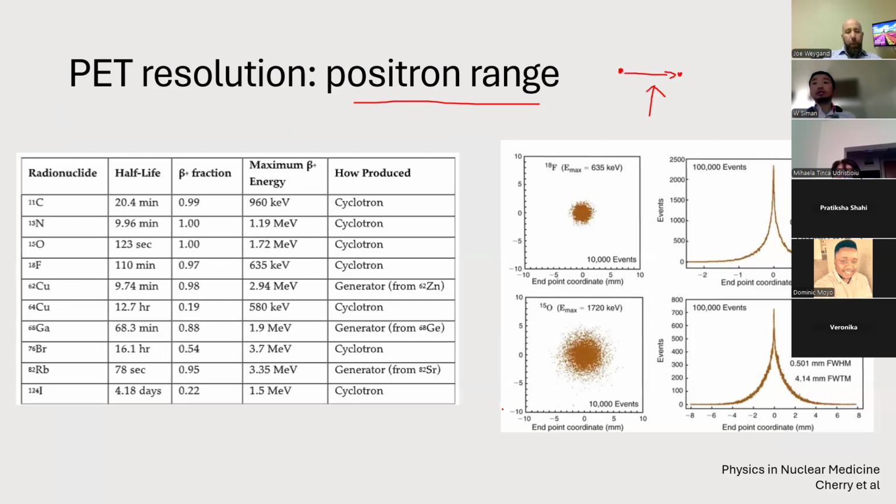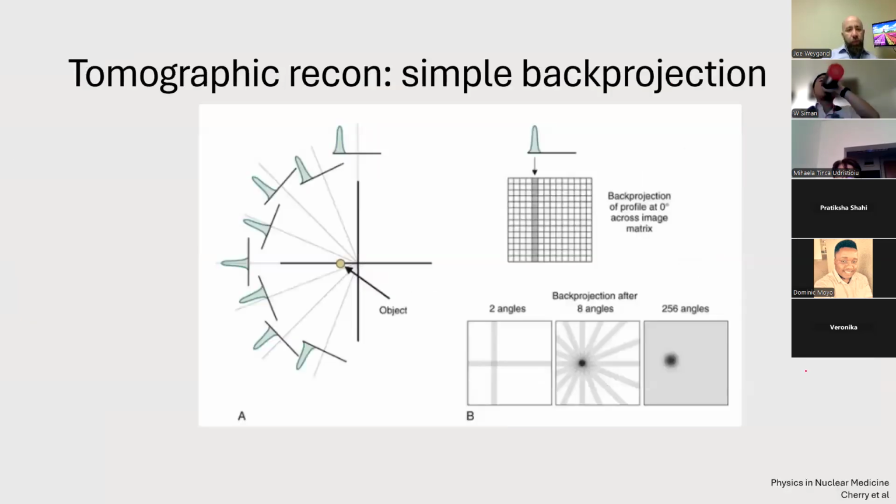In this case, there are two examples. Oxygen-15 is 1.7 MeV, F18 is 0.6 MeV, and you can see the spread. F18 has less spread, and if you draw the line profile, the full width at half max is 0.1 versus 0.5. So this is another blurring mechanism for PET.